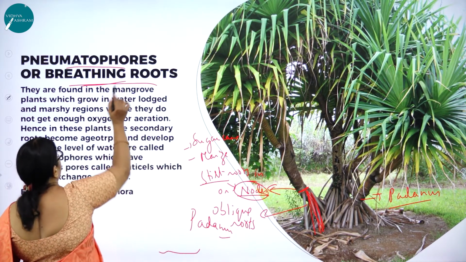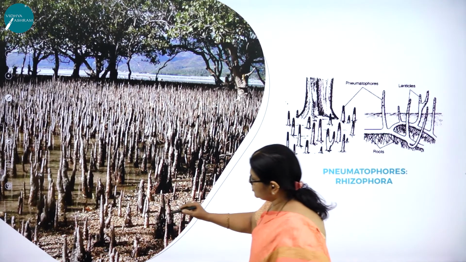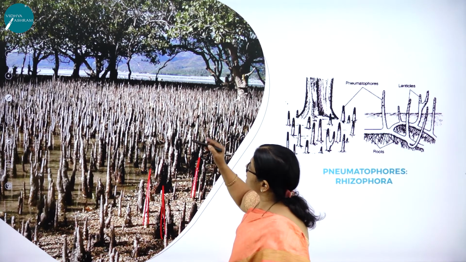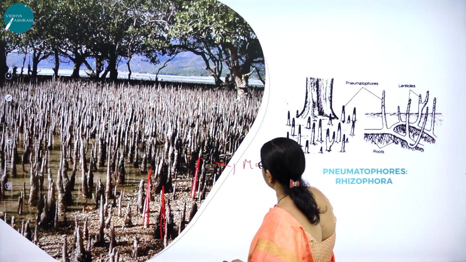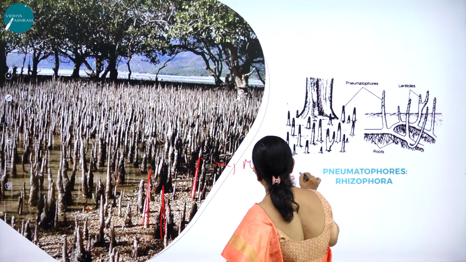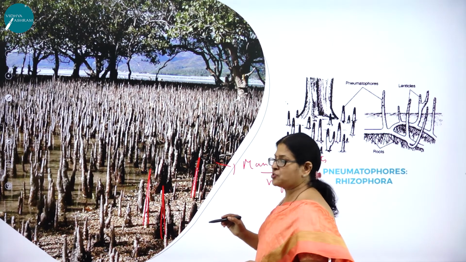Then what are pneumatophores or breathing roots? Already explained, right? So here you can see the roots growing above the soil. You can see the roots. And this is usually in mangrove vegetation. This you can see in mangrove plants. Plants growing in what?